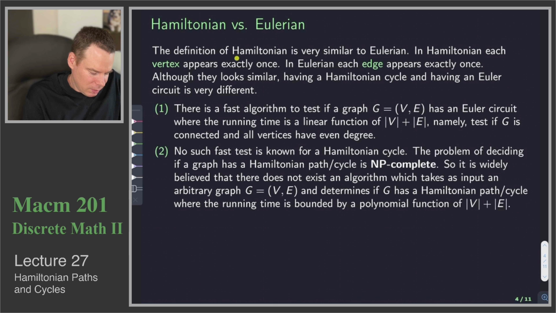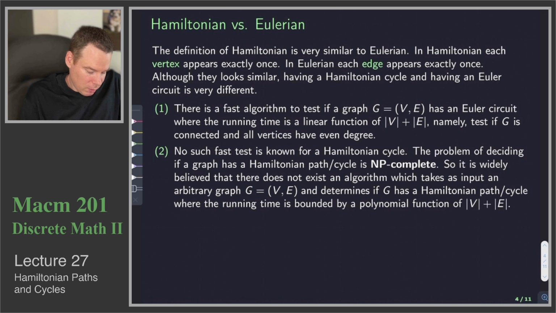So why is that? Well, the definition is very similar. Eulerian, Hamilton. In Hamiltonian, vertices appear exactly once. But in Eulerian circuits and trails, we have that every edge appears exactly once. So the difference here is the word edge versus the word vertex. Although that slight change looks like these problems are really the same, or at least similar, they turn out to be quite vastly different.